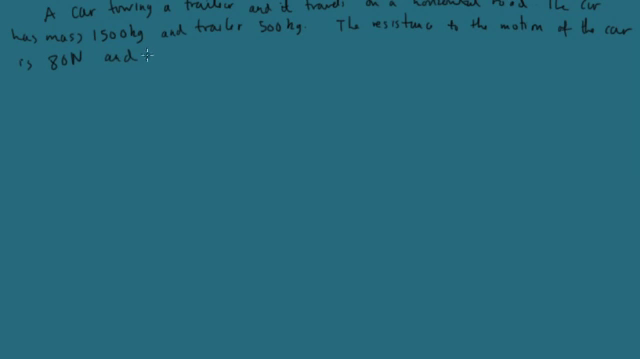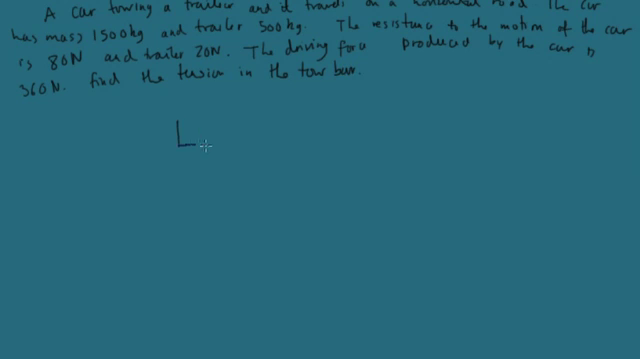and the trailer 20 newtons. The driving force produced by the car's engine is 360 newtons. Find the tension in the tow bar. So first we're going to draw our first diagram. So we've got our car and we've got our trailer.